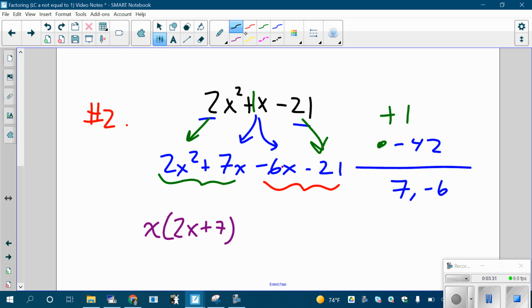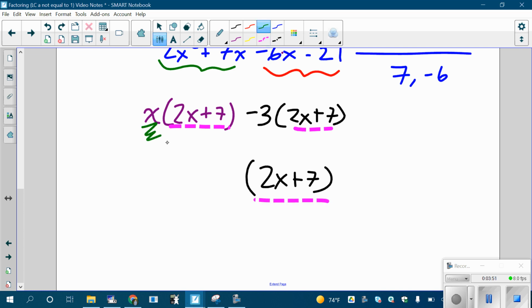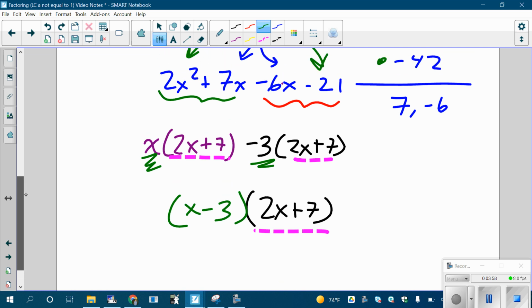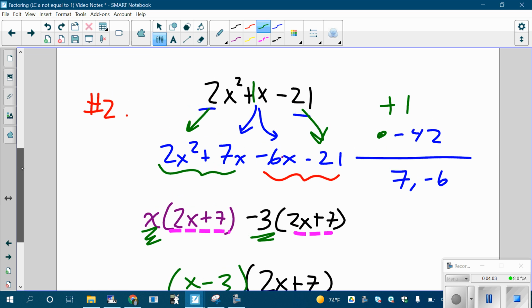Looking at the second group, what do they have in common? Well, I can take a 3 out of both of them. Take a negative 3 out of both of them. I'm left with 2x plus 7. Finally, looking at this, these 2 things are the same. That's how I know this is working correctly. That is one of my factors. And I take the GCFs, the greatest common factors that I took out before, and that tells me the other factor.